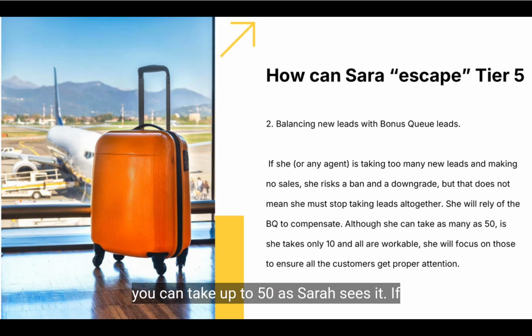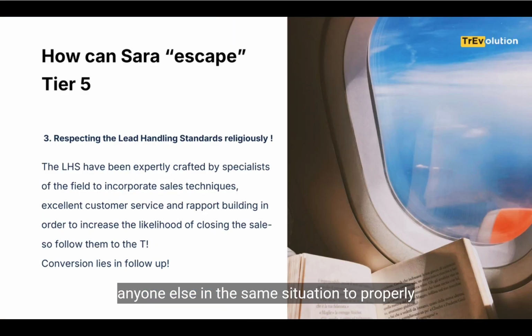As Sarah sees it, if however she takes 10, and all are workable, she will focus on those to ensure all the customers get proper attention. This will allow her, or anyone else in the same situation, to properly follow the lead handling standards. Properly following the lead handling standards will always increase the likelihood of closing sales, as they have been expertly crafted by specialists of the field to incorporate sales techniques, excellent customer service, and rapport building. As is a common saying in sales, conversion lies in the follow-up.